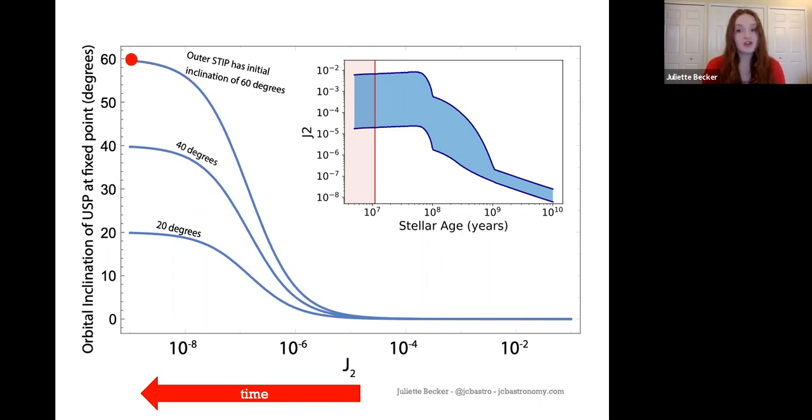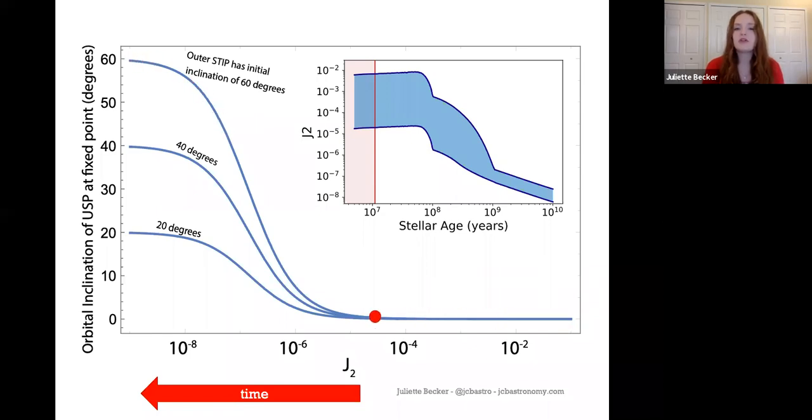And that's the state of the system that we are currently observing. Now, one major caveat is that we don't actually know the current J2 value for this star. For K2266, we don't know the current day rotation rate. So this plot inset with the shaded blue region shows the possible range of J2 values at each stellar age, which you'll notice is a pretty wide range at any stellar age.